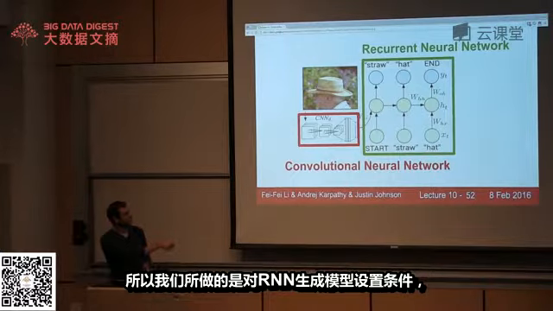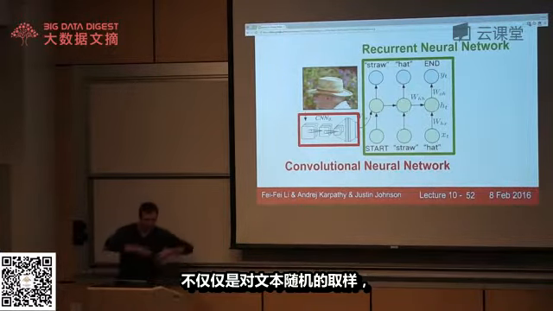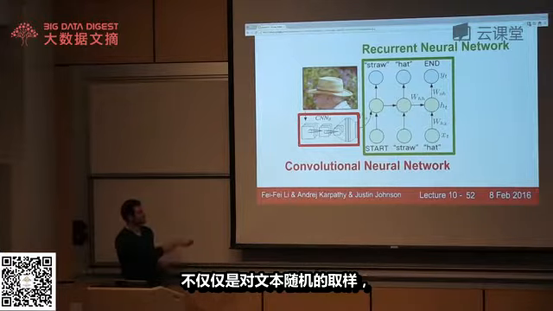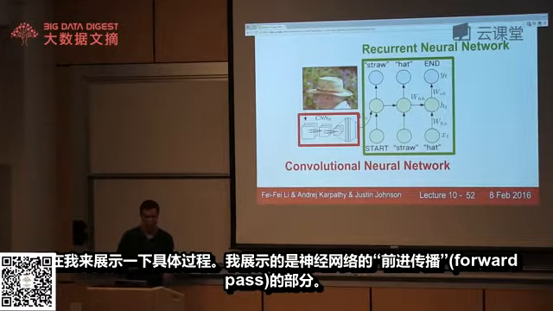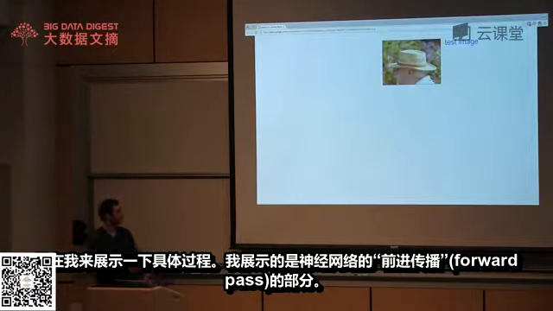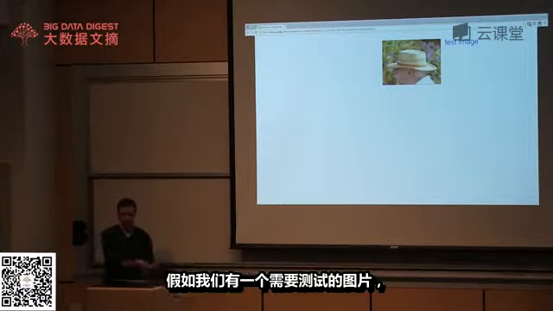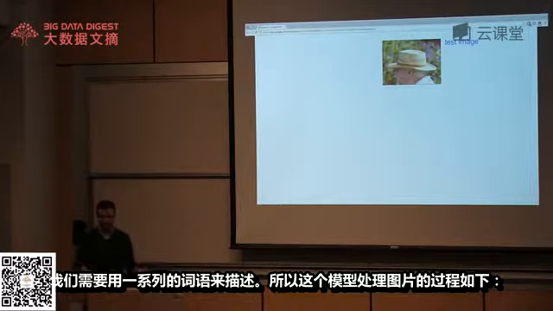And so what we're doing effectively here is we're conditioning this RNN generative model. We're not just telling it to sample text at random, but we're conditioning that generative process on the output of the convolutional network. And I'll show you exactly how that looks. So suppose I'm going to show you the forward pass of the neural net. Suppose we have a test image, and we're trying to describe it with a sequence of words. The way this model would process the image is as follows.